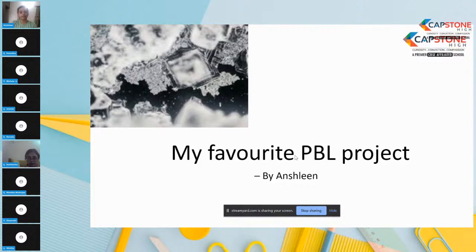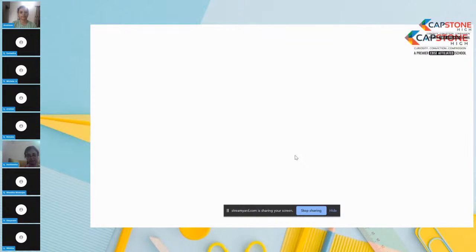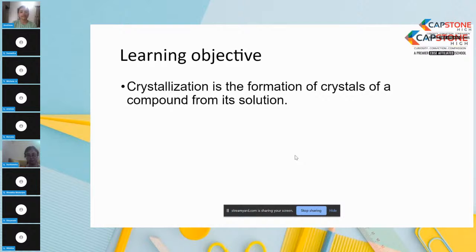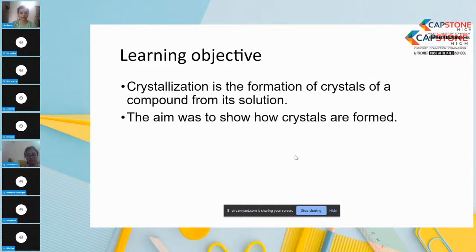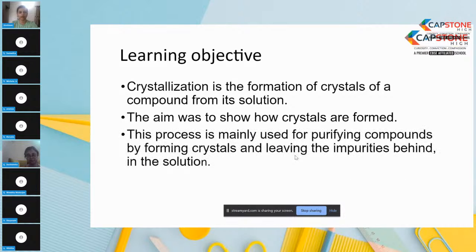A very good evening to everyone present here. I am Anshleen from grade 7 of Capstone High. Today I will be talking about my favorite PBL project. The learning objective of this task: crystallization is basically the formation of crystals of a compound from its solution. The aim of this experiment was to show how crystals are formed. After doing this experiment, I got to know that this process is mainly used for purifying compounds by forming crystals and leaving the impurities behind in the solution.